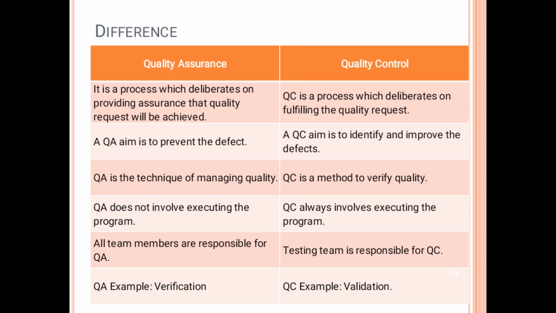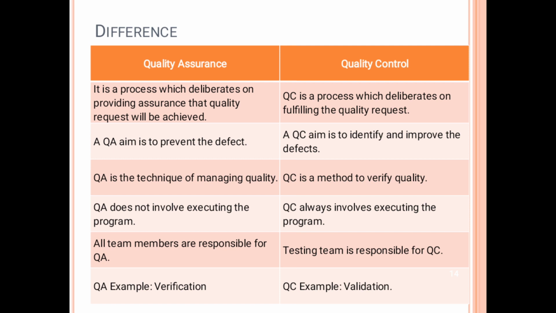Difference between quality assurance and quality control. Quality assurance is a process which deliberates on providing assurance that quality requests will be achieved. QC is a process which deliberates on fulfilling the quality request. QA aims to prevent the defect. QC aims to identify and improve the defects.